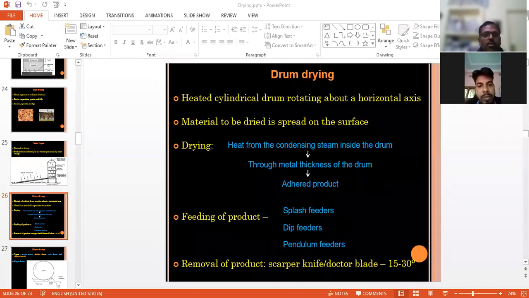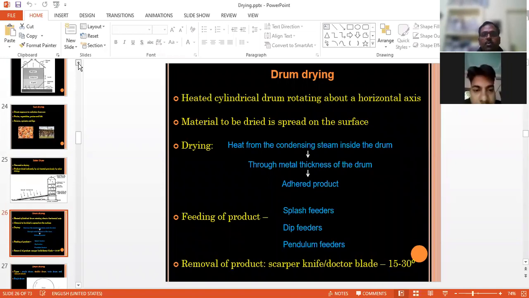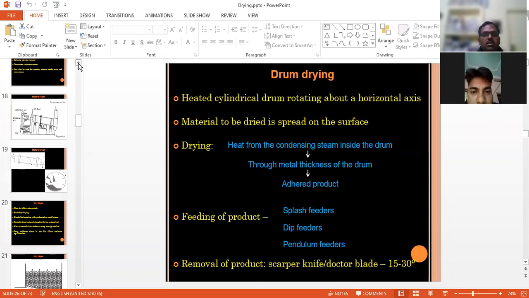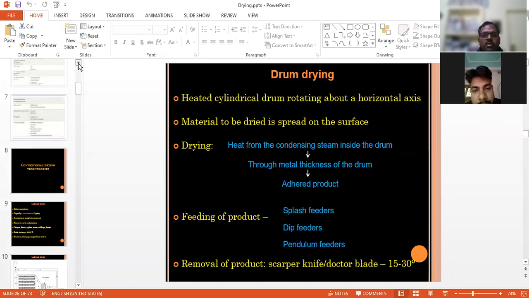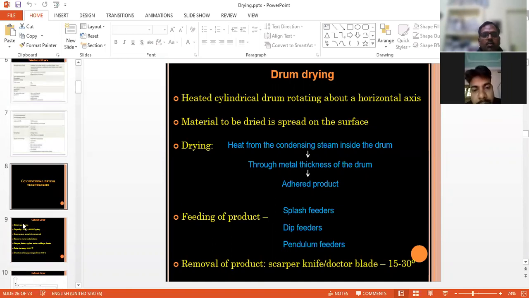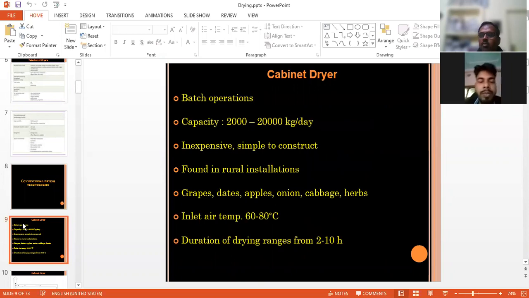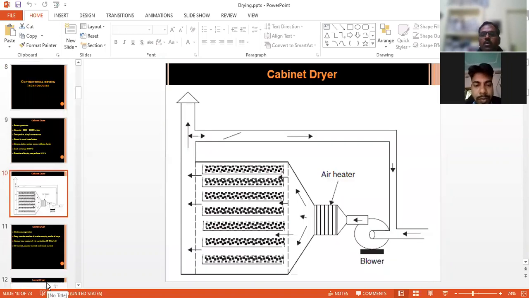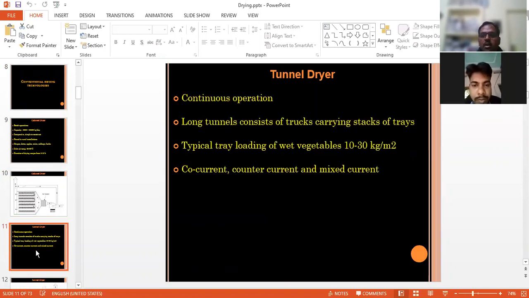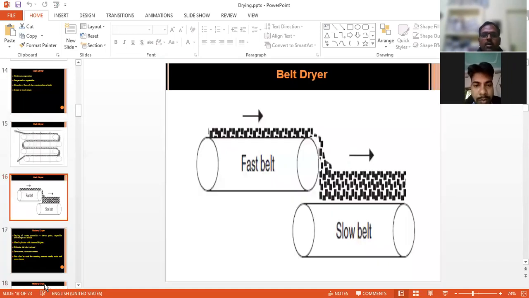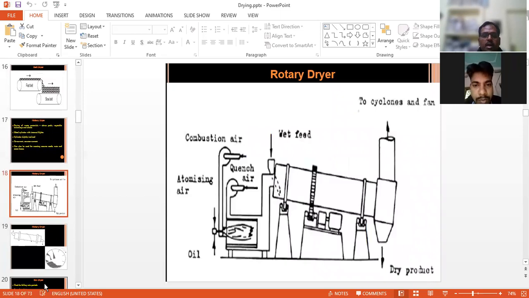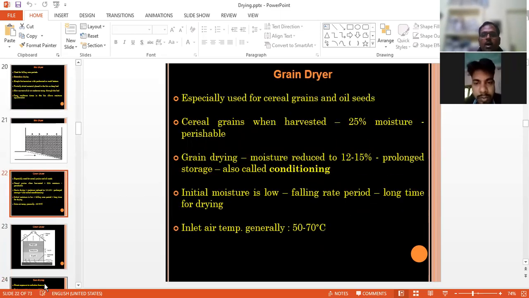So far we have already discussed the different types of drying techniques which are generally used for the drying of fruits and vegetables. We have already discussed the cabinet dryer, the tunnel dryer, and another one is the belt dryer. We have also discussed the rotary dryer, the wind dryer, and the grain dryer.